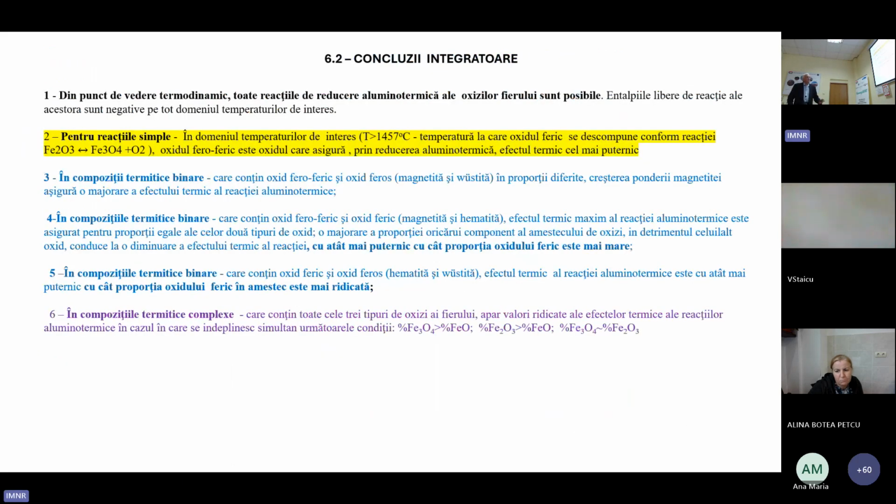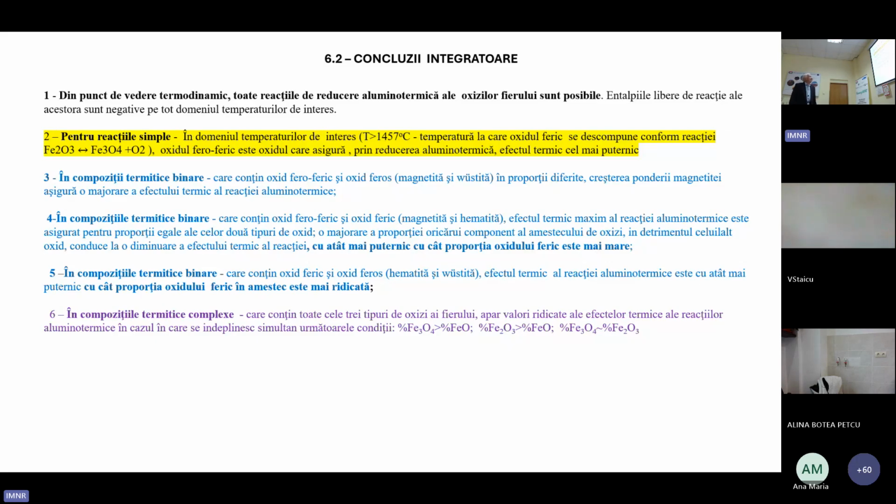Și am ținut să prezint niște concluzii integratoare. Și acestea, după cum vedeți, sunt cam 6 concluzii integratoare relevante și arată că, din punct de vedere termodinamic, toate reacțiile de reducere aluminotermică ale oxizilor fierului sunt posibile. Entalpiile libere de reacție ale acestora sunt negative pe tot domeniul temperaturilor de interes.